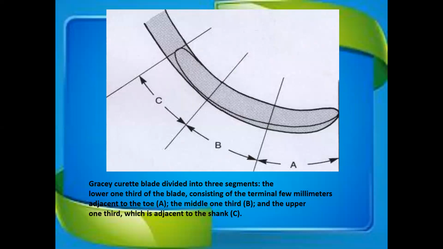So we can divide the cutting edge of the instrument into three parts, as the figure shows. This A part is the few millimeters just adjacent to the toe. This B part is the middle 1/3 of the cutting edge, and C part is the upper 1/3, which is adjacent to the shank area.